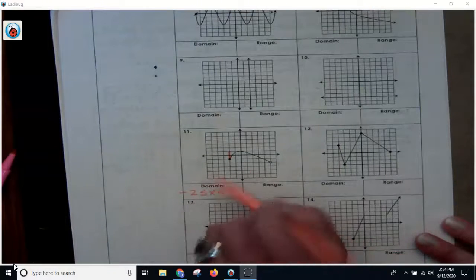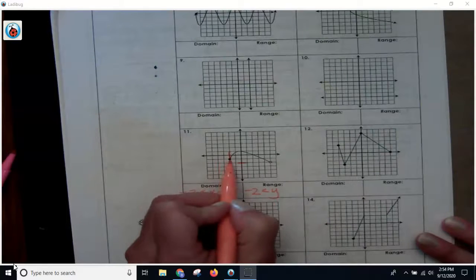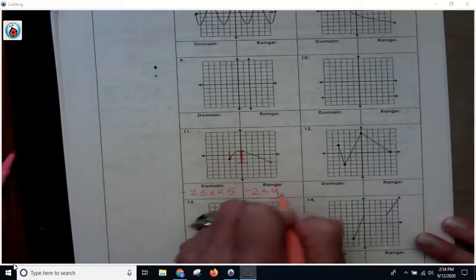And my range, I'm starting at the very bottom. It starts right here, which is -2. But again, it's an open circle. Now, keep in mind, I don't care that the end of the graph is here. I am seeing what y values are covered. And it goes up to +1.